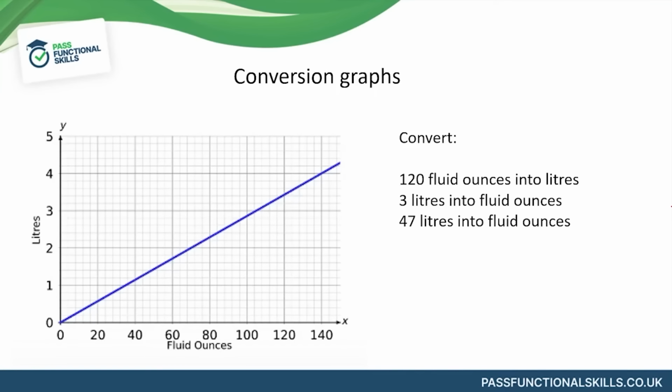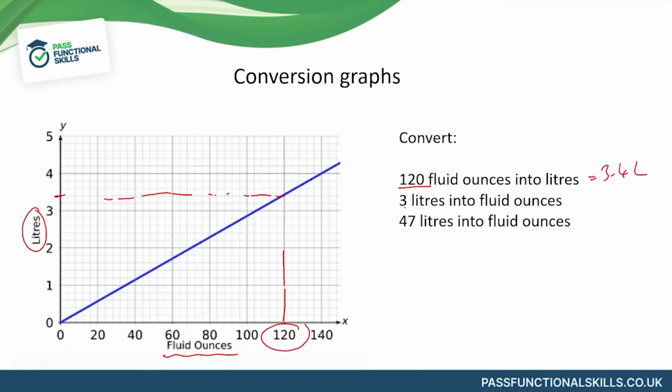You can also use conversion graphs to convert from one thing to another. So here we're converting fluid ounces and litres. We can see we've got litres up the side and we've got fluid ounces along the bottom. So for the first question, we're converting 120 fluid ounces. Now the fluid ounces are along the bottom, so I'm going to find 120, which is here, and I'm just going to go up on the line until I hit the line of the graph, which I hit here, and then go across and take a reading, which is this point here. So 3, 3.2, 3.4. So that is 3.4 litres.